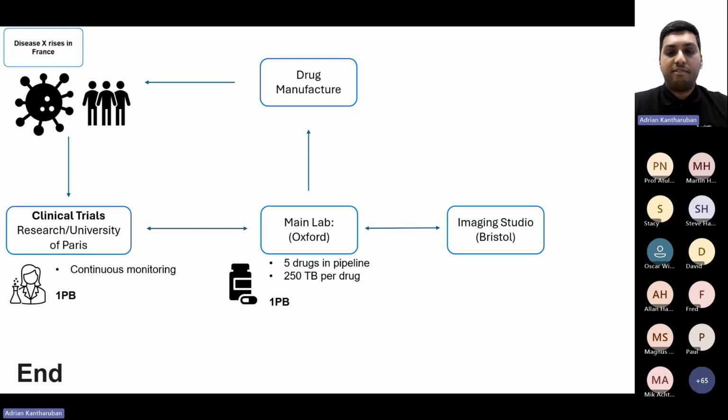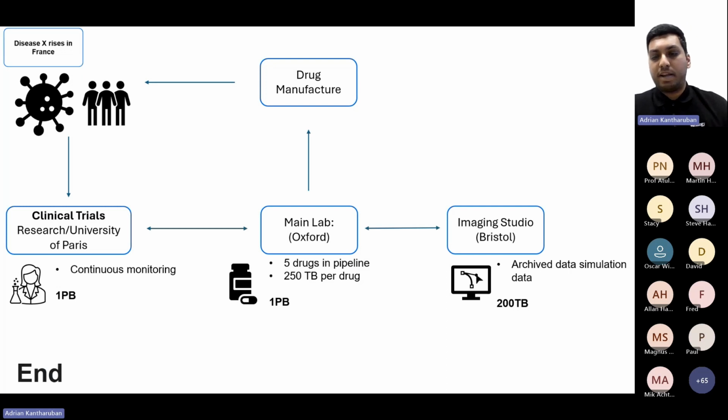It's more of a heavy editing and collating and gathering key data process in the main lab. So for each drug, it'll be about 250 terabytes. And if they're working on multiple drugs just for this disease, then we're easily at 1 petabyte for this whole project. And lastly, the imaging studio will have archived key simulation data for research papers or reviews at university. This applies to key data gathered in France as well as the lab in Oxford.